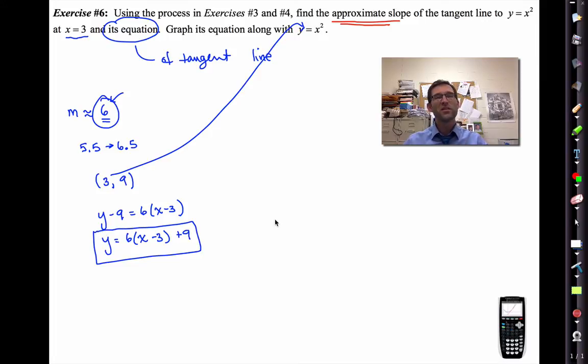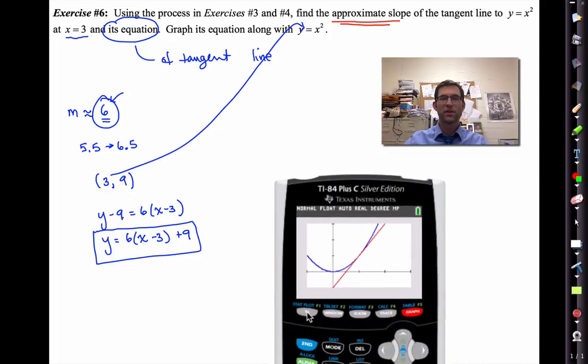Now let's look at what it looks like. Let's make the calculator big again. That wasn't very loud, but it looks like the calculator worked just fine.